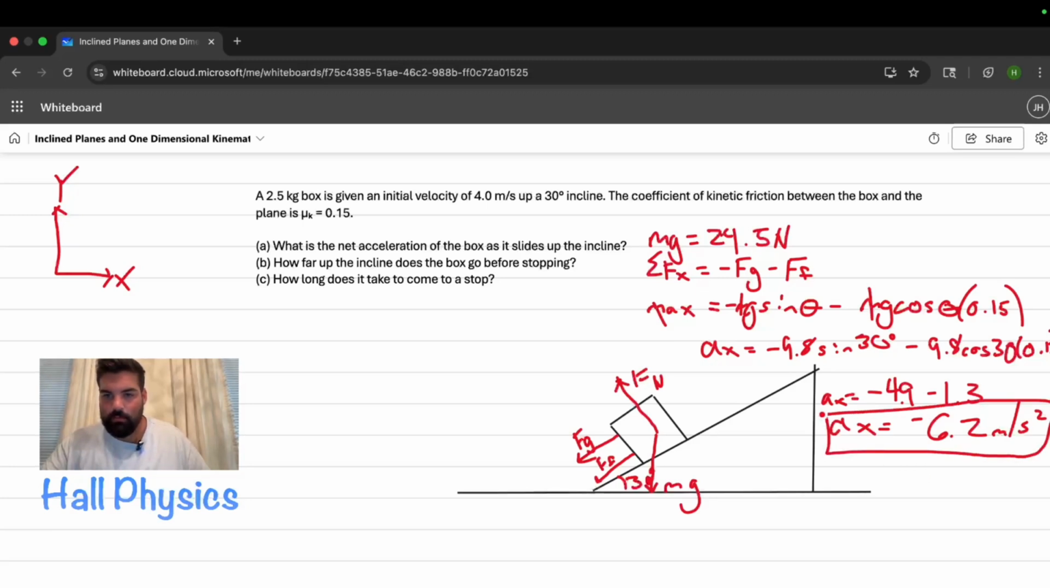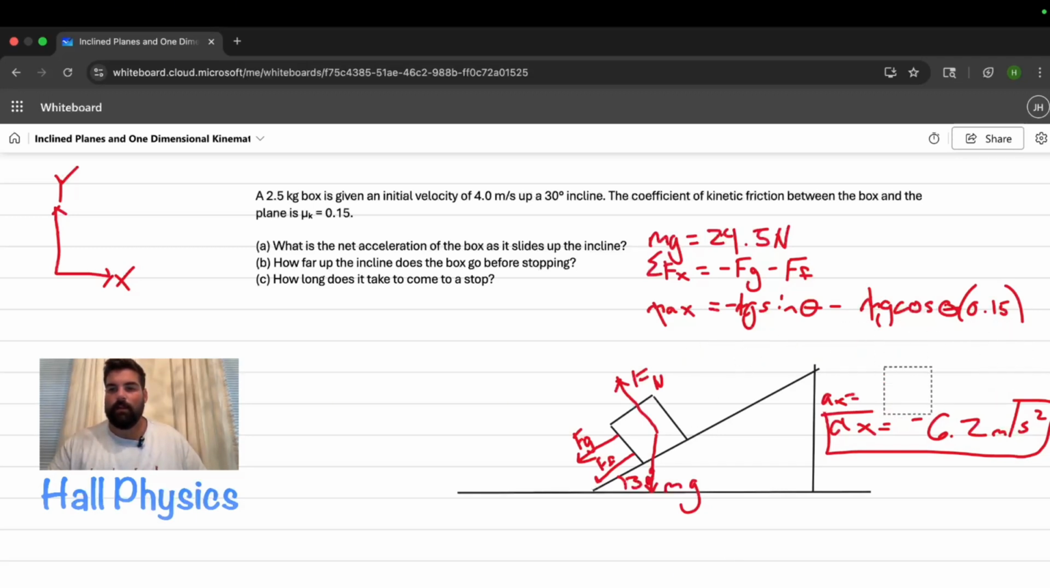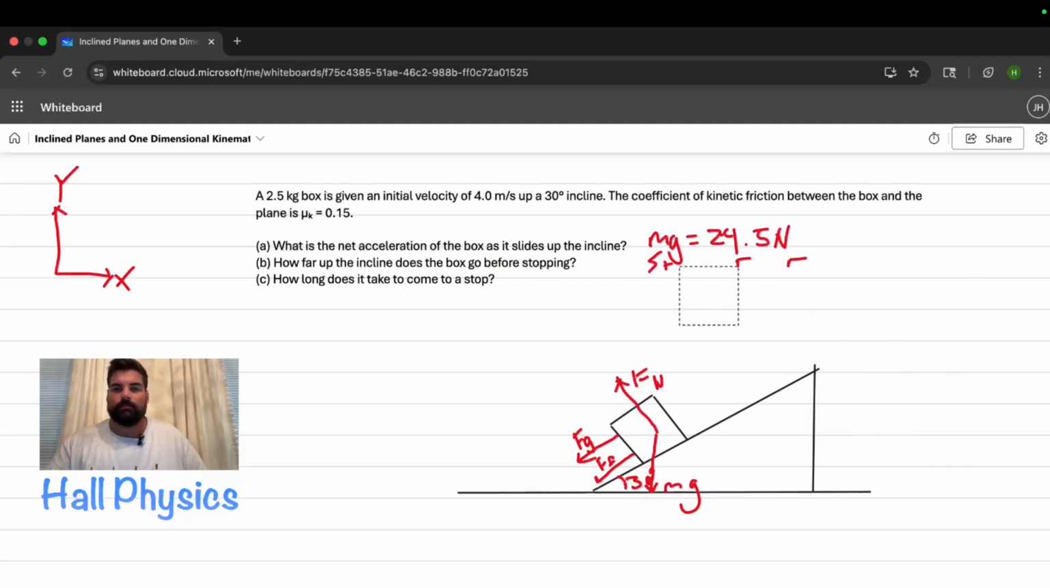It's going to also help us with our kinematic equations. I'm going to rewrite that answer up here, clear out some more space. Negative 6.2 meters per second squared. Now, part B, how far up the incline does the box go before stopping?